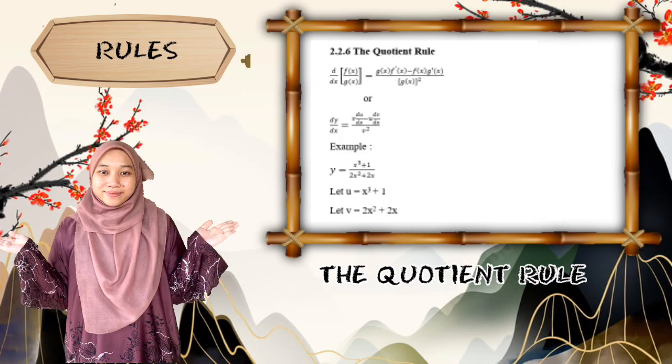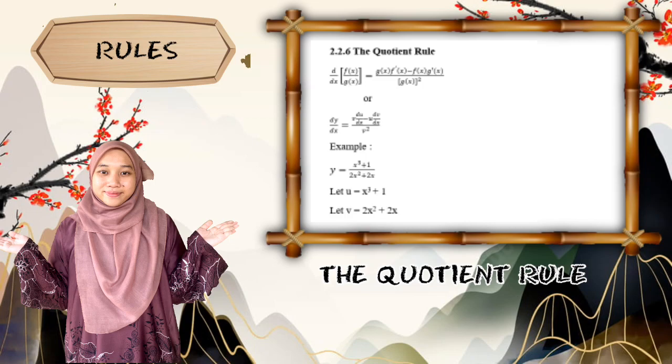The quotient rule. The quotient rule can be used when there are two functions in fraction form, and this is the formula used to solve the problem. Now, let's look at the example. Same goes for the product rule.